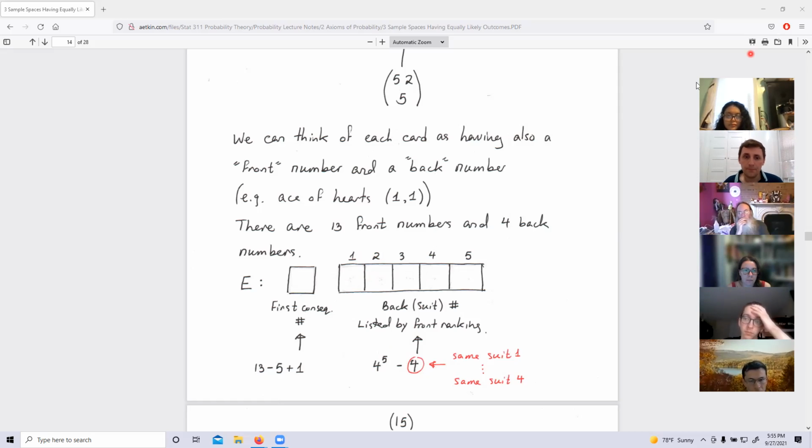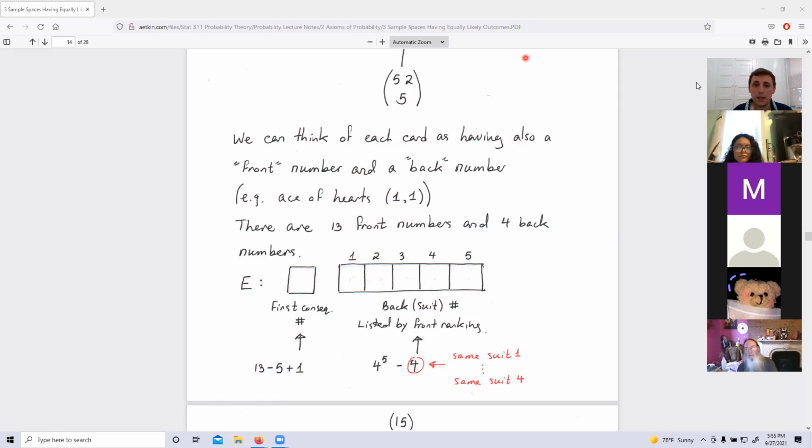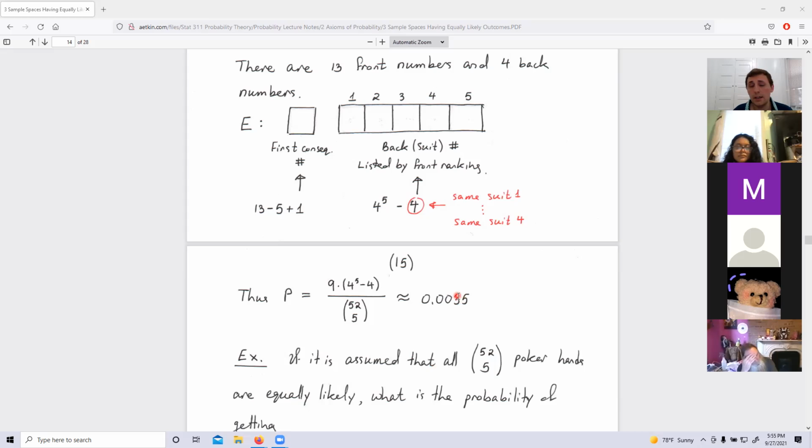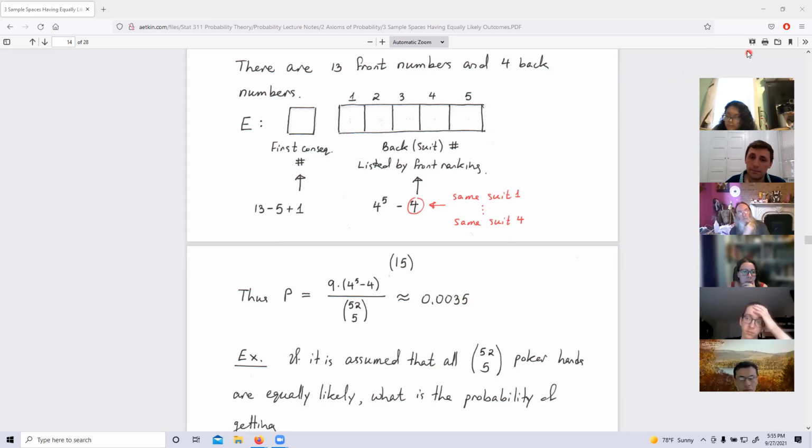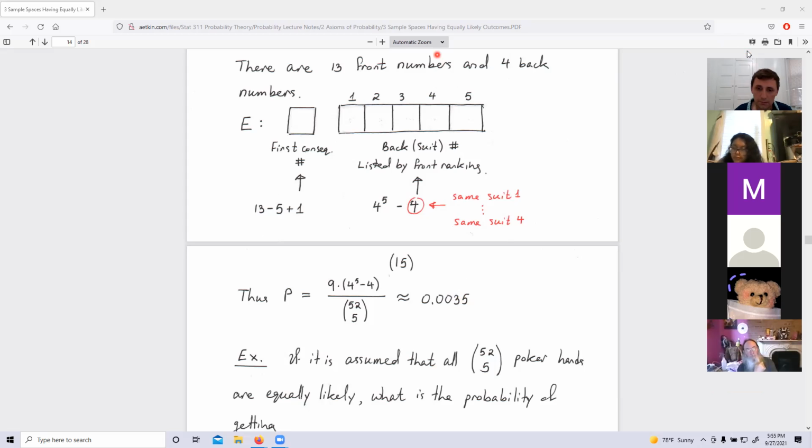Everyone's clear, right? So the answer that I obtain is approximately 35 over 10,000, or roughly 4 over 1,000. So it's not very likely, right? 4 over 1,000, it's not a likely number.